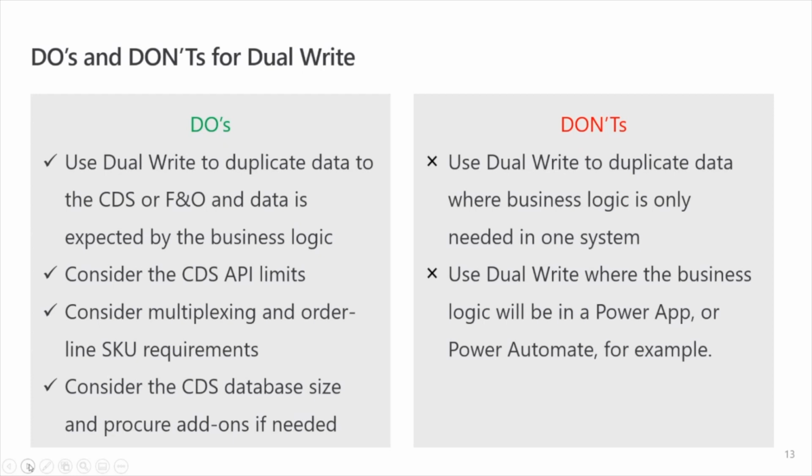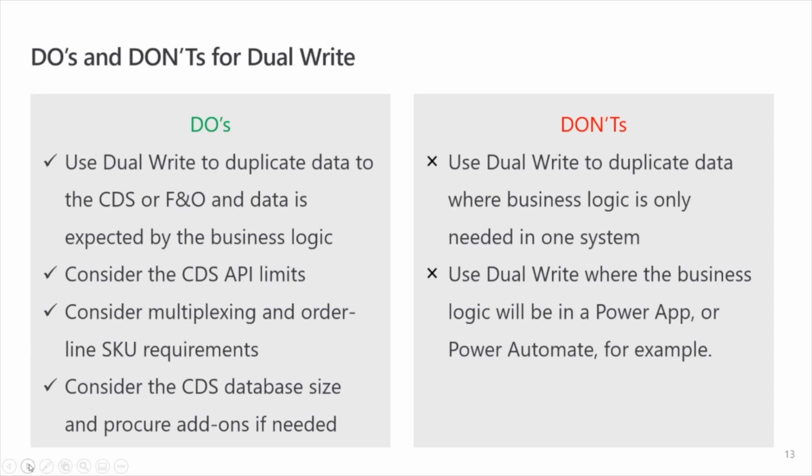If you're using dual write, we do give you an allowance of API limits that are specific. You get an extra 400,000 API calls when you enable dual write with finance and operations, in addition to the API limits that you get with your common data service out of the box. But depending on the volume of records that you're going to be integrating with dual write, those API limits do still apply.